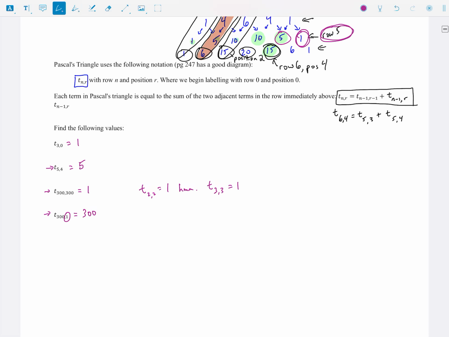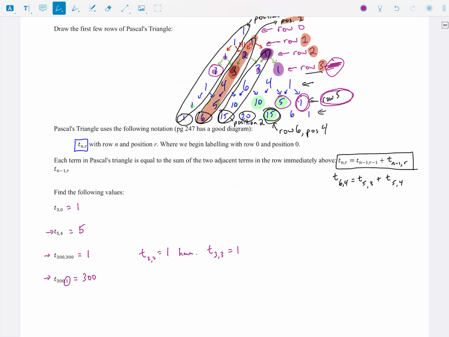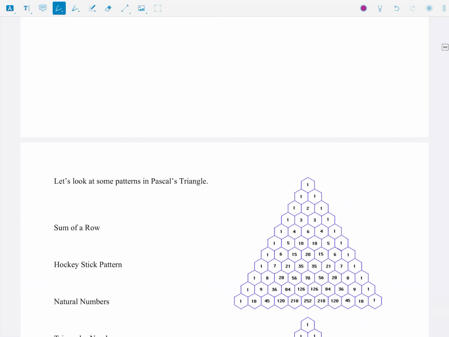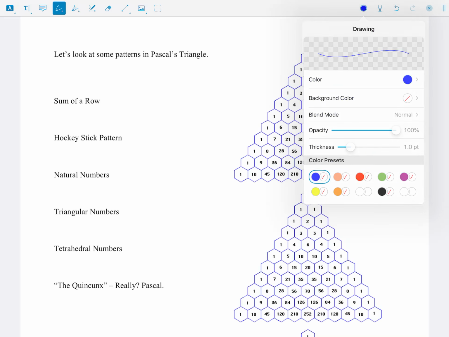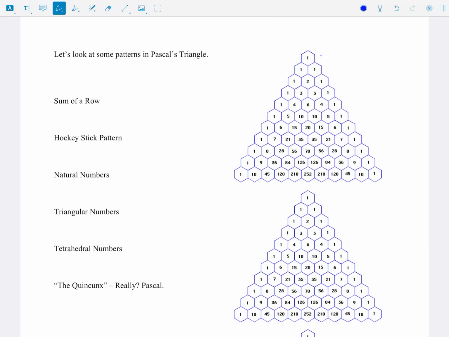So we're going to be noticing patterns today and playing around with patterns. Don't get too obsessed about getting the right answer right away, but just play around with the ideas. Okay, let's look at some other patterns we might notice in Pascal's triangle. Let's do the sum of the row to start off. So this is row 0, and the sum of the row is 1.